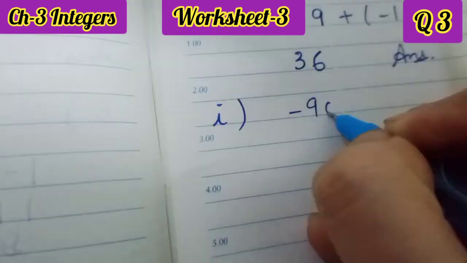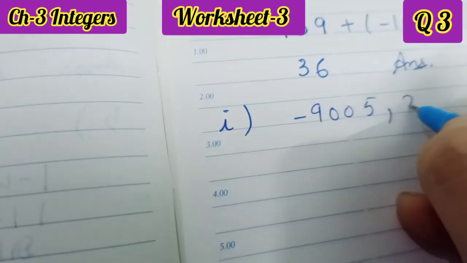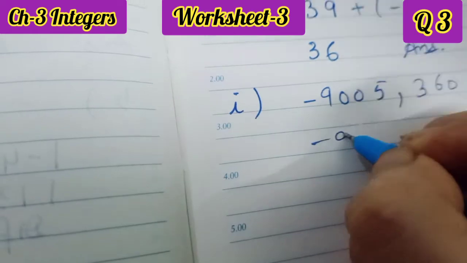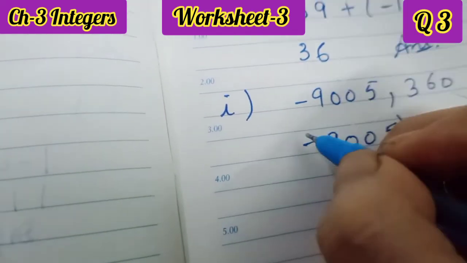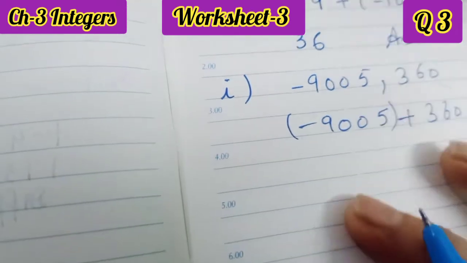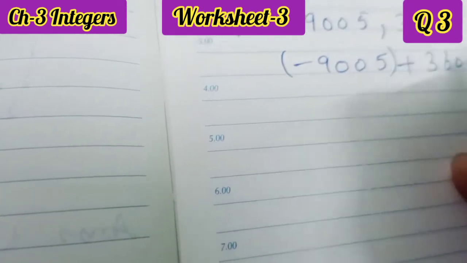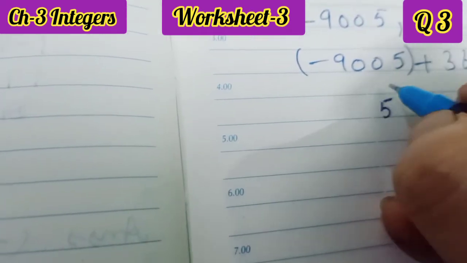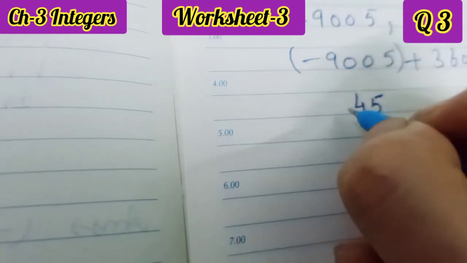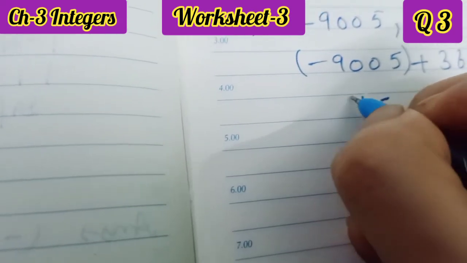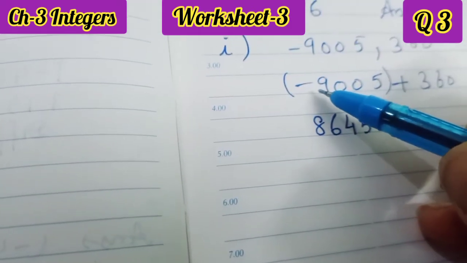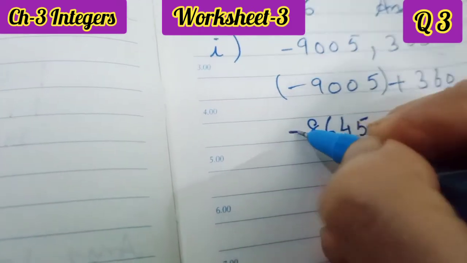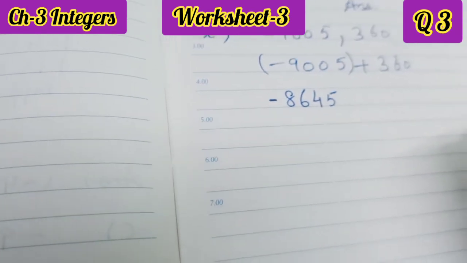Now minus 9005 and 360, add them. Again we are having one negative and one positive, so we find the difference here, subtract them, and the greater number is of minus sign, so we put the sign of minus here.